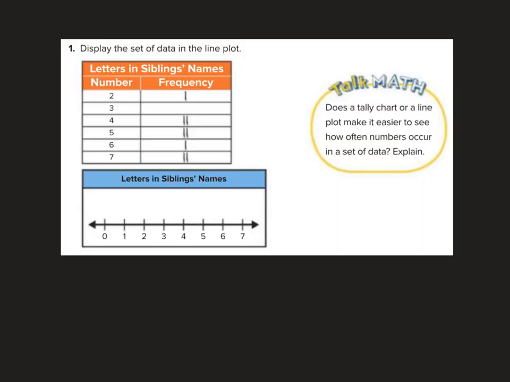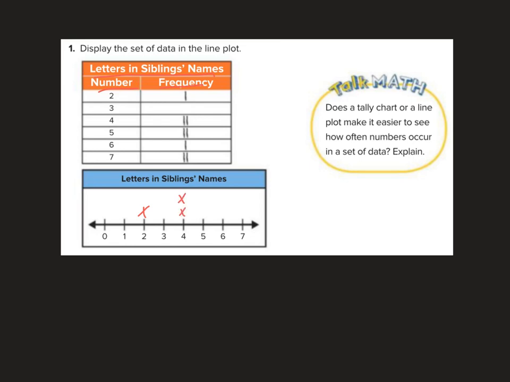Display this set of data in the line plot. Letters and siblings' names, number, and frequency. Again, frequency means how many times did they occur. So 2 should have 1 x. 3 should have 0. 4 should have 2.